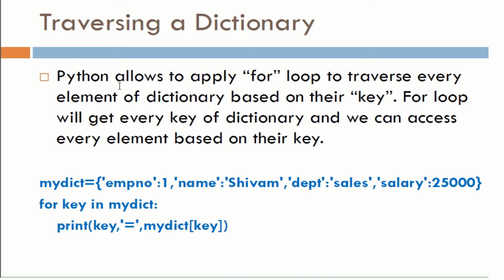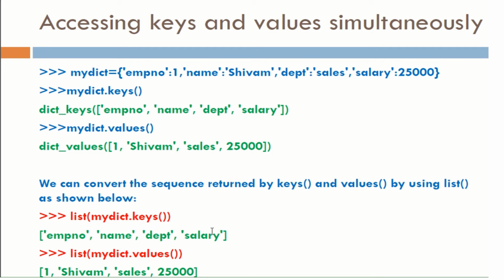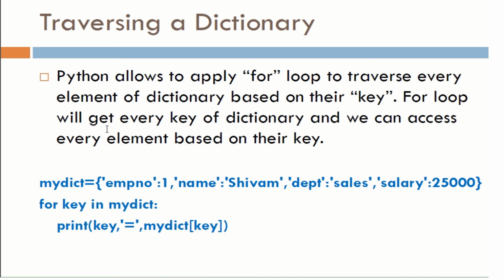Next, traversing a dictionary. What do you mean by traversing? Python allows us to apply a for loop to traverse every element of a dictionary based on their key. With a for loop, we get every key of the dictionary and we can access every element based on its key. See here, in my dictionary we have different key-value pairs. Now, if we print the key from my dictionary, it will give the key values only. It will not show the associated value.